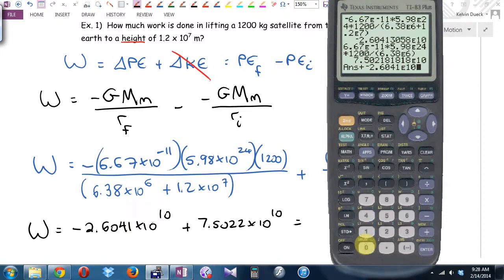Even though we defined 0 out at infinity, even though we defined everything to be closer to be negative, you get a positive or negative answer. In other words, the answer is saying you're still going to need to burn fuel, to add fuel, to do work to get there. So the math, the physics still works. 4.90 times 10 to the 10th joules.